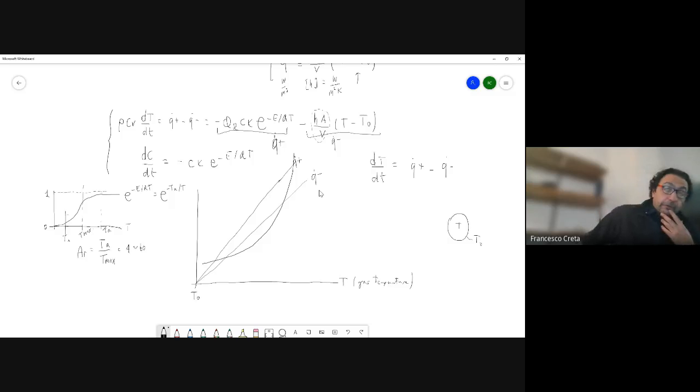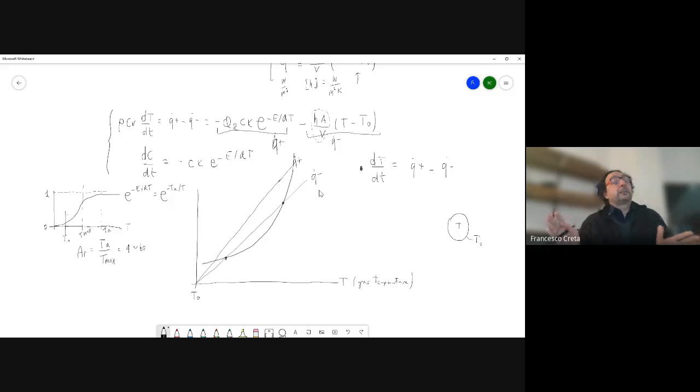Now, first of all, you'll see that there are at least 2 points here where the two graphs intersect. So in these 2 points, Q plus is equal to Q minus. And as we said, those are equilibrium points. Why? Because it means that the temperature remains constant.